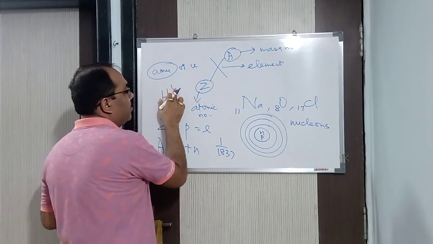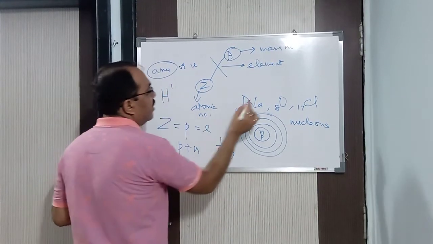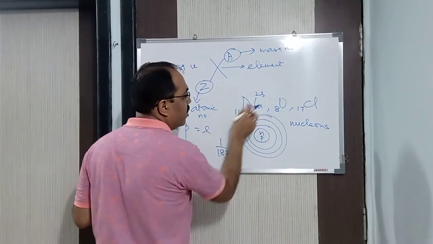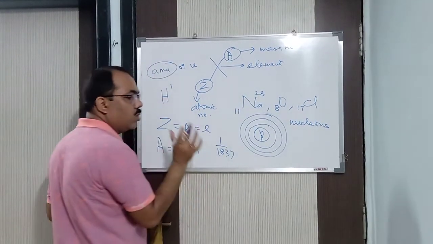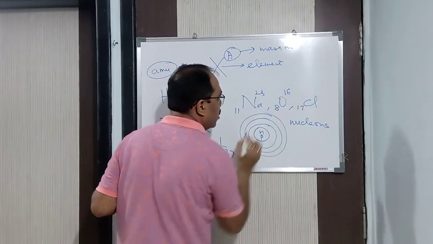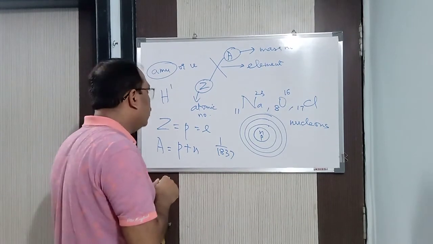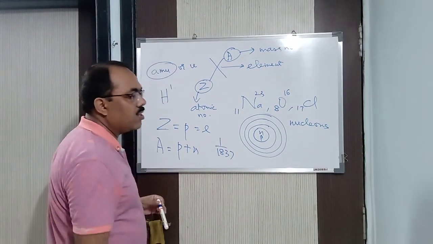So when I write 1, that means it is 1 AMU. If I write 23 in the case of sodium, it means 23 AMU. The atomic mass of sodium is 23 AMU. When I write 16, the atomic mass of oxygen is 16 AMU. You can say that. Clear? So understood? Atomic mass is measured in terms of AMU.